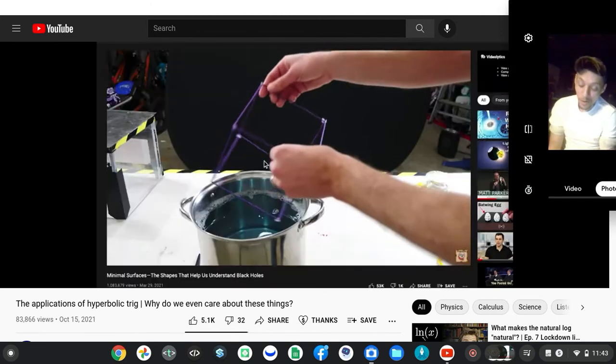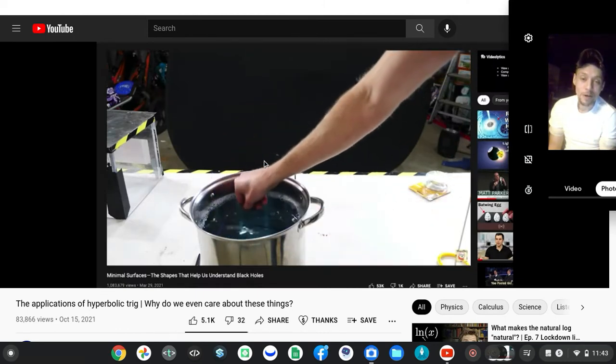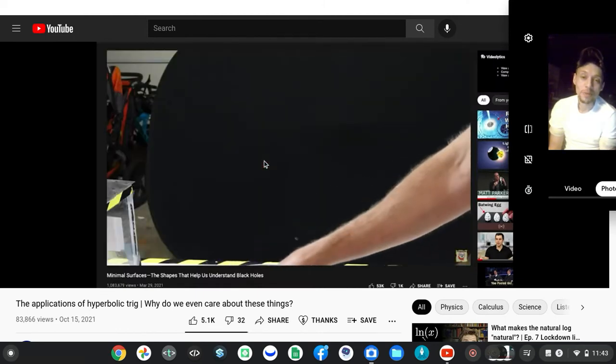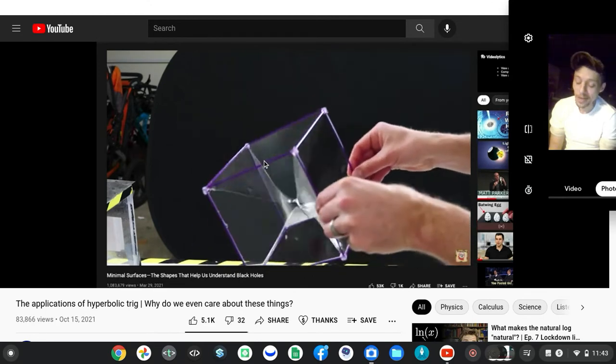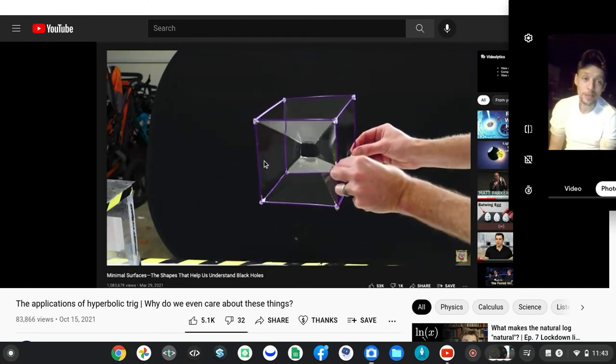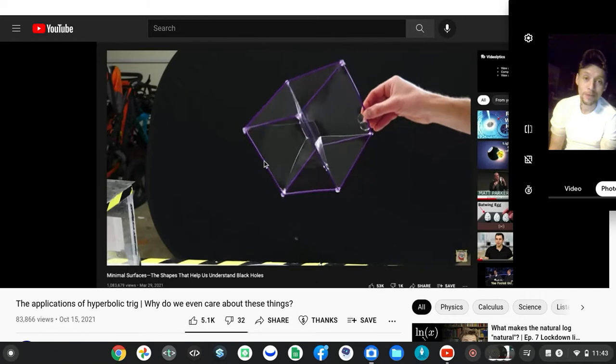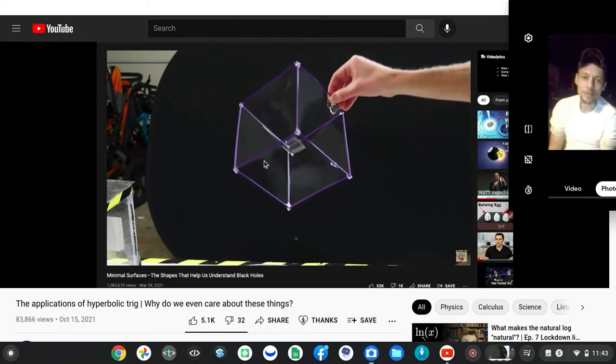A link below to this great video on minimal surfaces by the Action Lab, where you can see models of your own. For a cube boundary, you get something a bit more complicated than you might expect. Obviously, you don't just get a flat film surface on all six faces, because that doesn't minimize surface area.